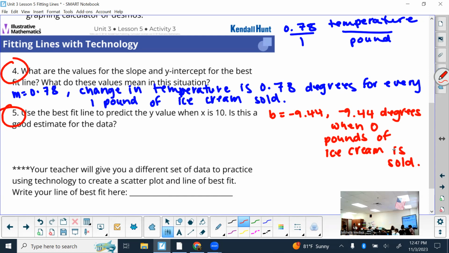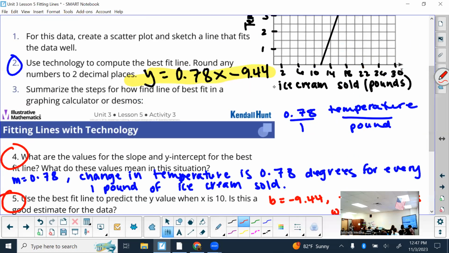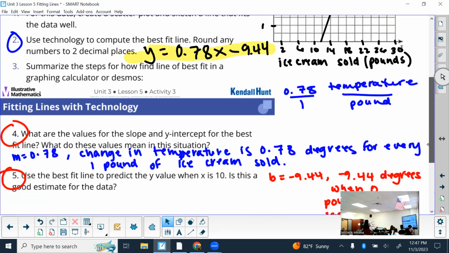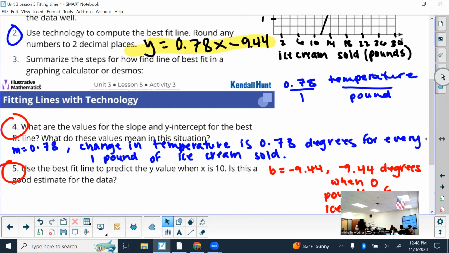Now the next part. Use the best fit line to predict the y value when x is 10. So the whole reason we even have a linear model is so that we could predict stuff that we didn't necessarily gather when we took our data. So the whole line is a prediction. We're going to use that equation of the line, so feel free to copy it down, to predict the y value when x is 10.